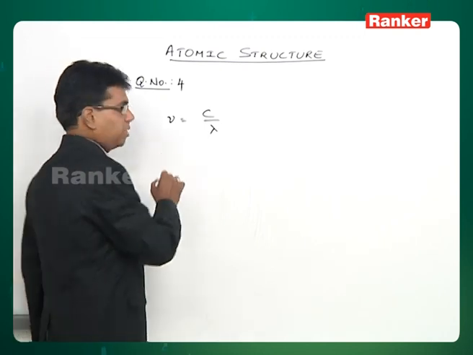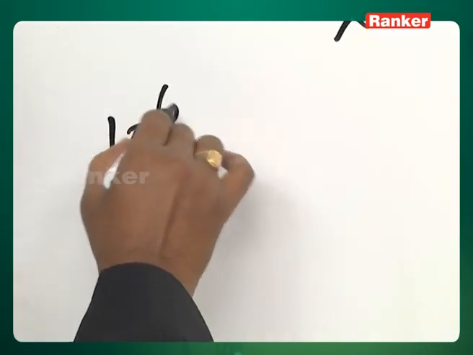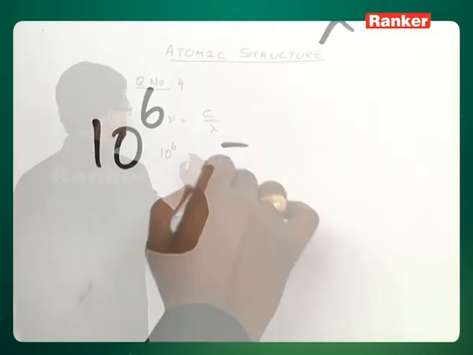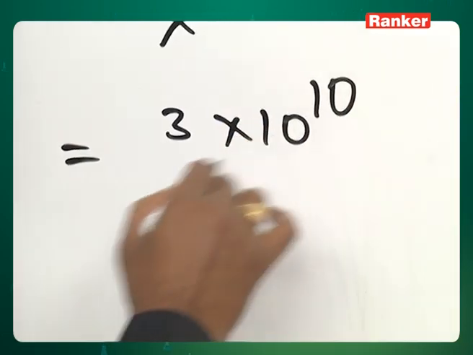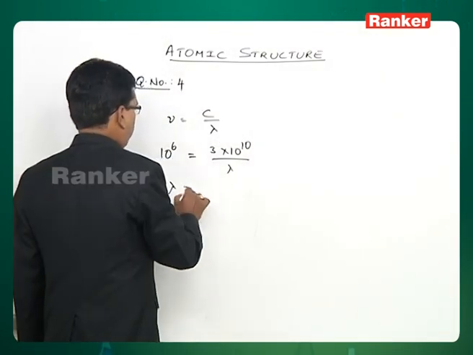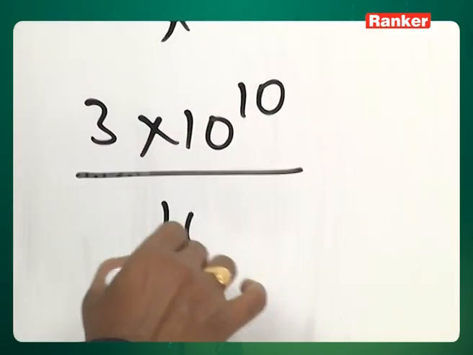Now the frequency is given as 10 power 3 kilohertz, which means 10 power 6 hertz, 10 power 6 cycles per second. So 10 power 6 is equal to 3 into 10 power 10 by lambda. So from this, lambda is equal to 3 into 10 power 10 by 10 power 6.